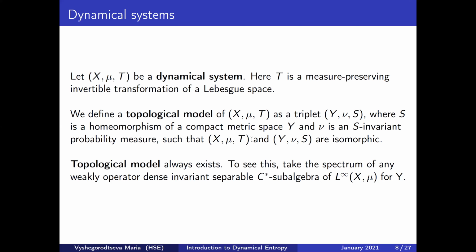So there is a statement that a topological model of a dynamical system always exists, and to see this, we should take the spectrum of any weakly operator dense invariant separable C star subalgebra of L infinity X mu for Y. But to be honest, I was thinking about this place in the book, and I haven't figured out how to construct this topological model.